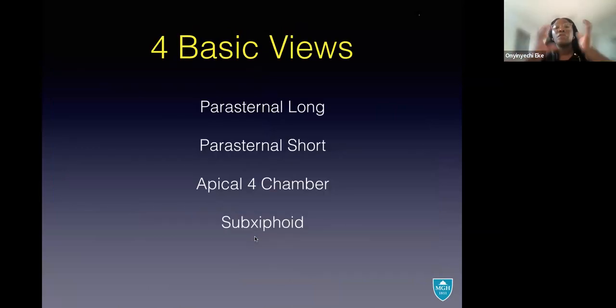There are 4 basic views for the cardiac ultrasound. The first is the parasternal long axis view. The second is the parasternal short axis view. Then we have the apical 4 chamber, and then the subxiphoid view.